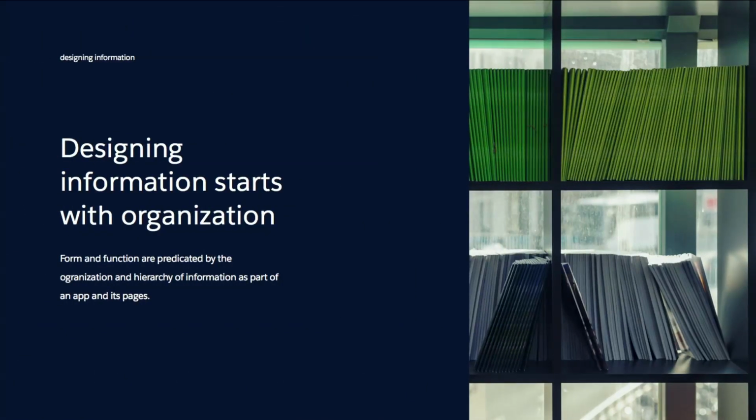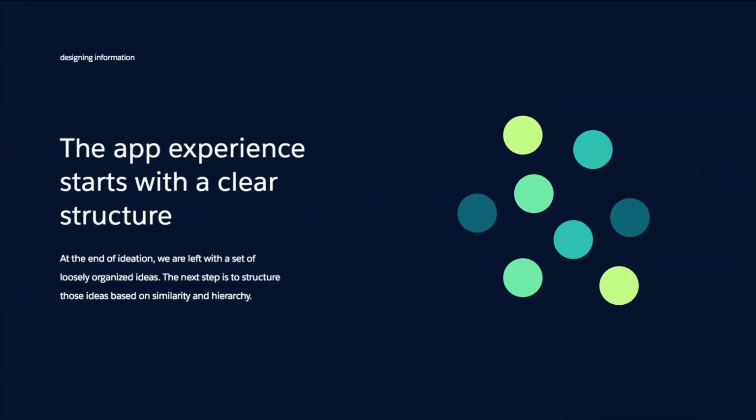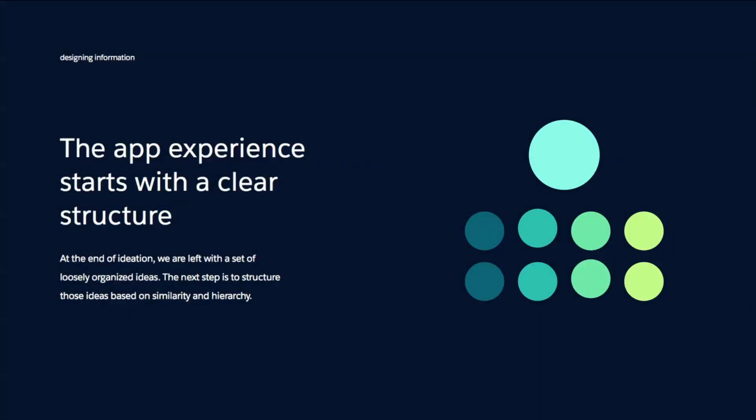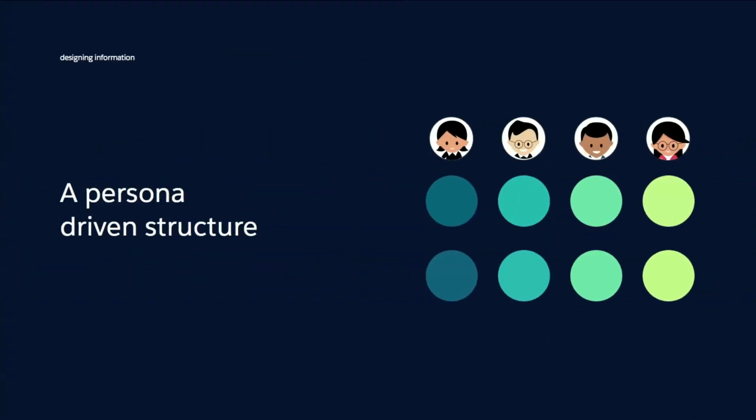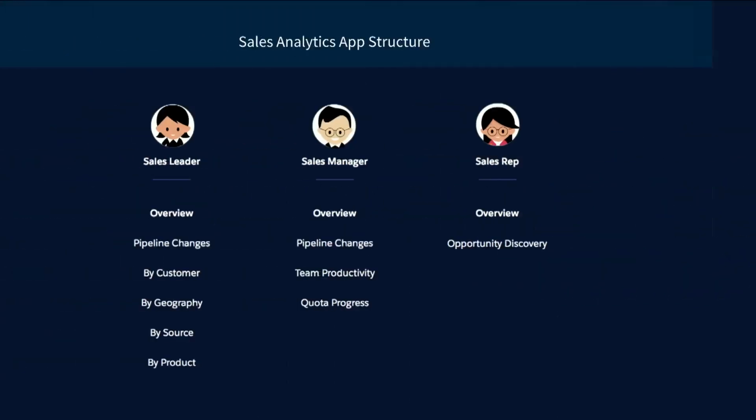When you're designing information, it starts with organization and how you want to bucket, essentially, the different chunks of information in your app. It's really important. So there are a couple of different ways you can think about this. After you get through that ideation, you want to formulate these things. And one way to do that is through a persona-driven structure. So you want to look at the different people that are going to be in this particular app, and how you want to structure the information for them.